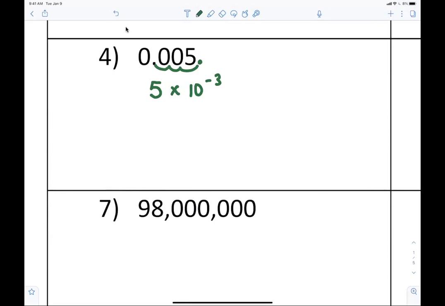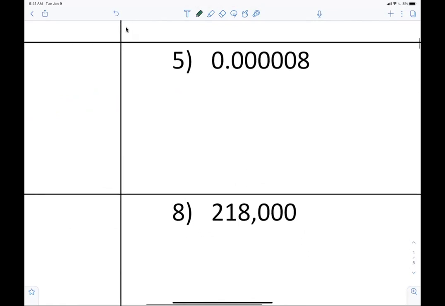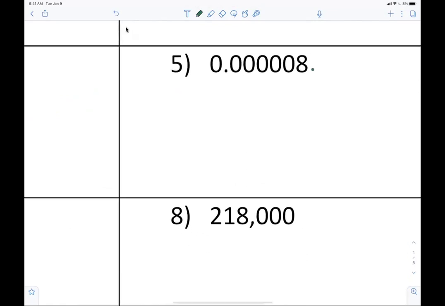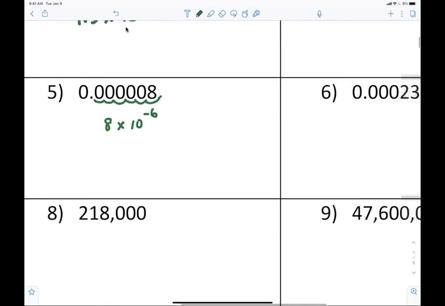Now, Emily, you're up. Number 4. What would that be? Okay, so number 4 would be 8 times 10 to the -6. You are exactly correct. Exactly. 8 times 10 to the -6. Very nice.